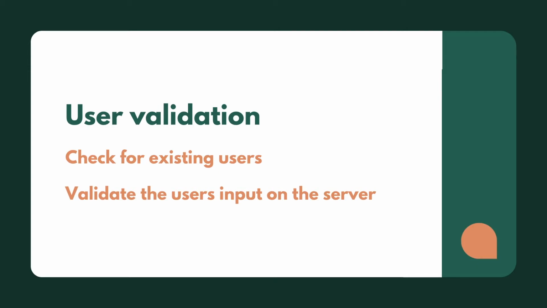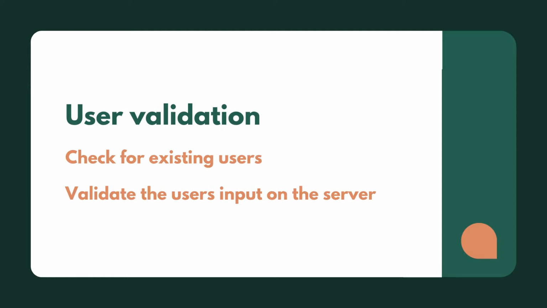So in this lesson, we are going to take a look at user validation. We're going to check for existing users, and we are also going to validate the user's input on the server. In the last lesson, we didn't do any validation. We could create the user with the same emails and stuff like that. So we need to fix that. We need to make sure that there's not multiple users with the same details, and we need to make sure that what the user's inputting is storable.